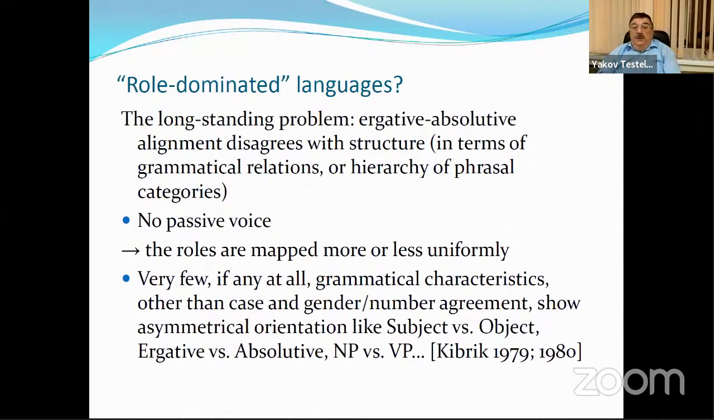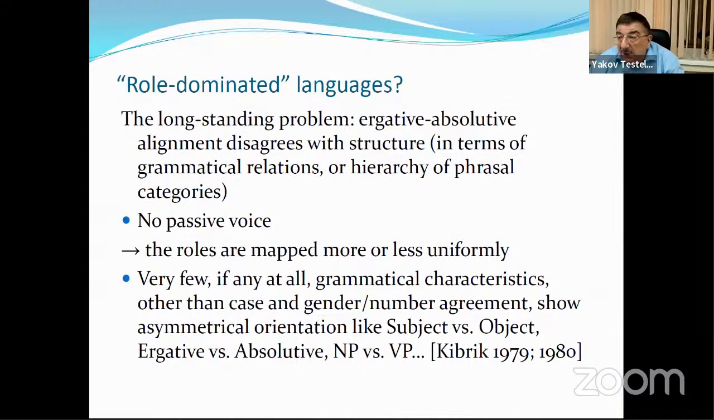Now, about role-dominated languages, the idea of Alexander Evgenievich Kibrik. It's a long-standing problem with ergativity, with many languages that display the ergativity phenomenon. Ergative-absolutive alignment disagrees with structure in terms of grammatical relations or hierarchy of phrasal categories. The first influential attempt to solve this problem was Stephen Anderson's 1976 paper on the notion of subject in ergative languages, and Anderson showed that yes, ergative-absolutive alignment disagrees with grammatical relations.